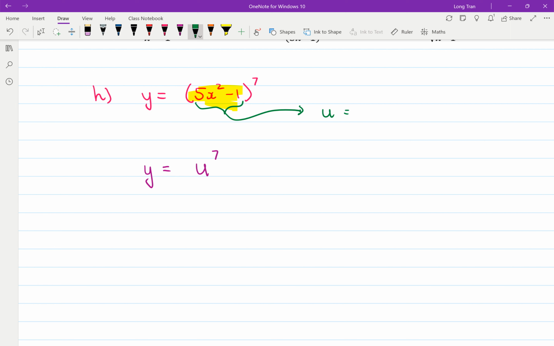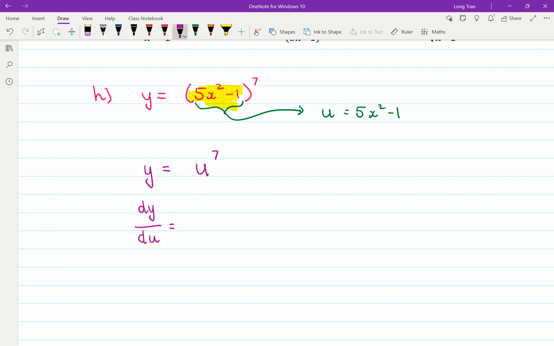And if we called that u, that now becomes u is equal to 5x squared minus 1. So that means I'm replacing that entire equation inside the brackets. That now becomes u, so that's u to the power of 7. The beauty of doing that is that I can find the derivative now, delta y, not delta x anymore, but this is delta u. I can find the derivative of this because it's easier. It's just u to the power of 7.